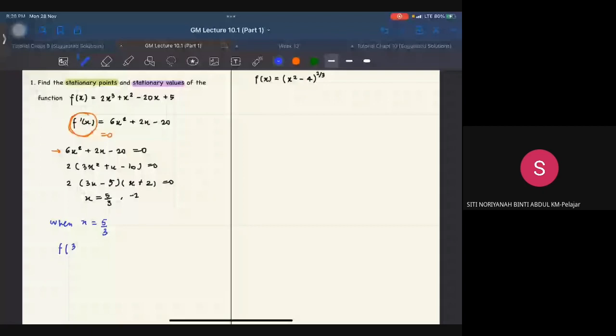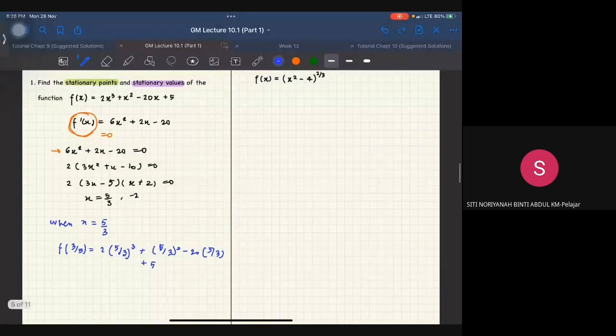Okay, so masukkanlah satu-satu. So saya ada 2 darab 5/3 cube. Okay, and then plus 5 over 3 square. And then minus 20 times 5 over 3. And then plus dengan 5. Okay, so kalau tekan calculator, you are supposed to get it's negative 440 over 27.